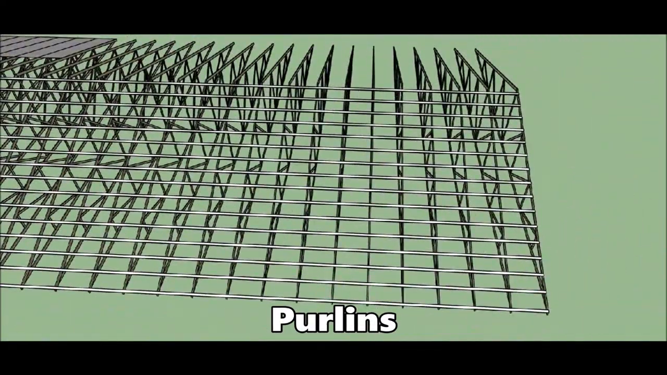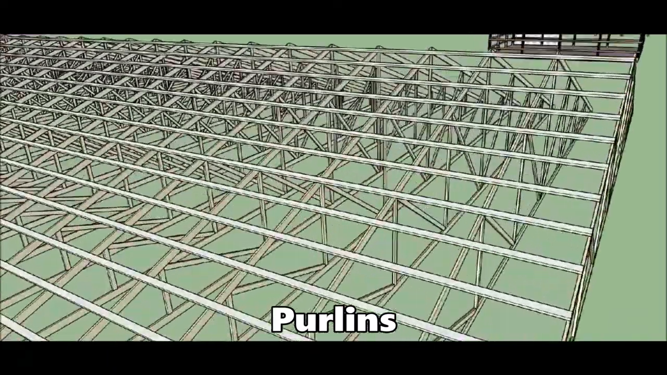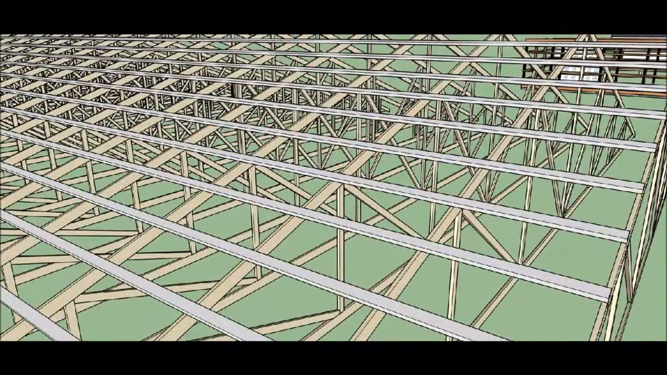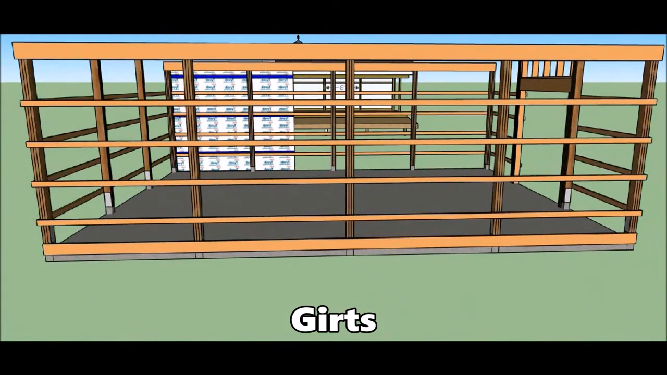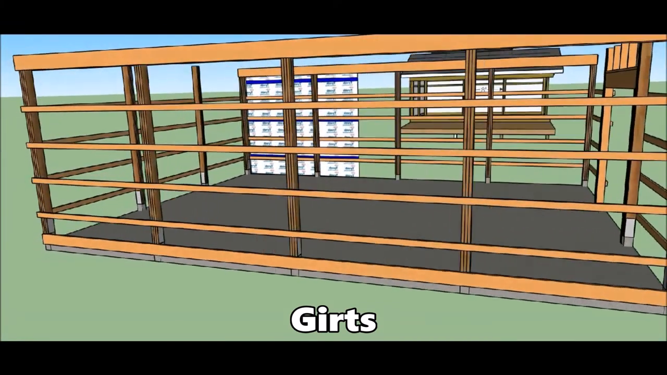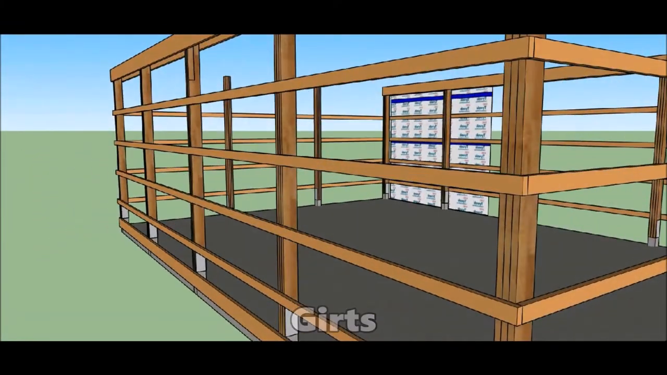Purlins are the lumber that is placed on top of the trusses to form the structure of the roof and provide a place to attach the roof metal panels into. Similarly, the girts are the same idea, just on the walls. We generally place 2x4 lumber 24 inches on center for both our purlins and our girts.